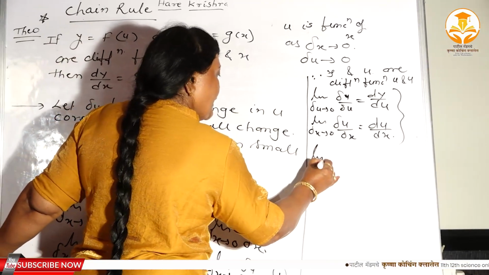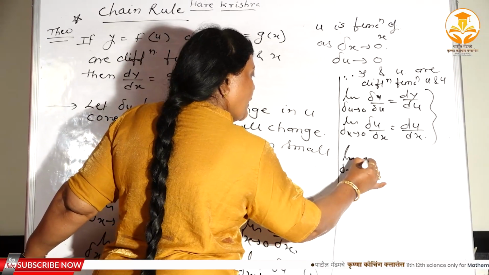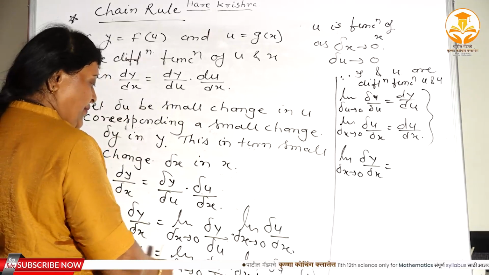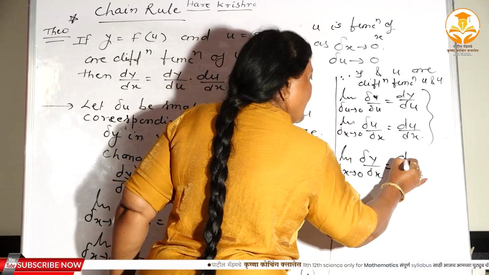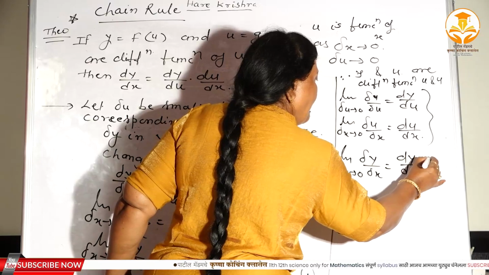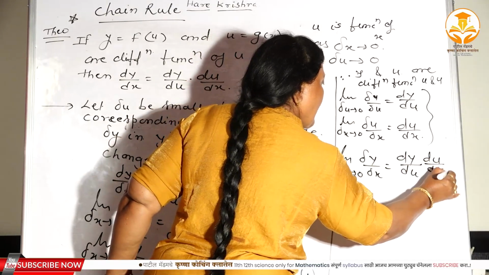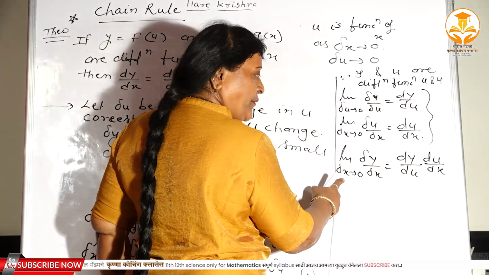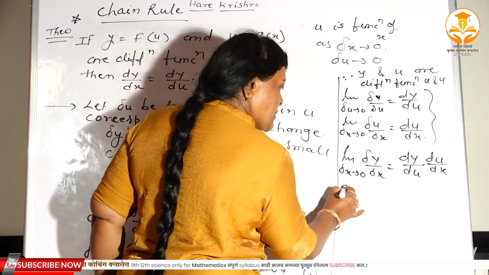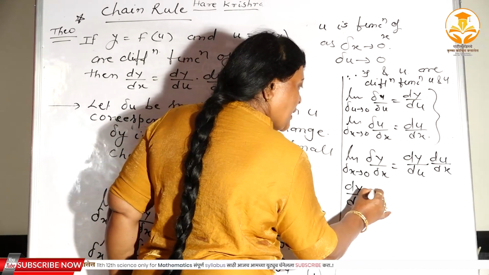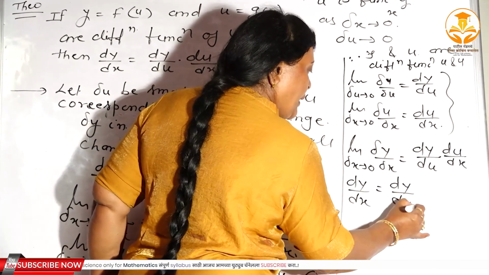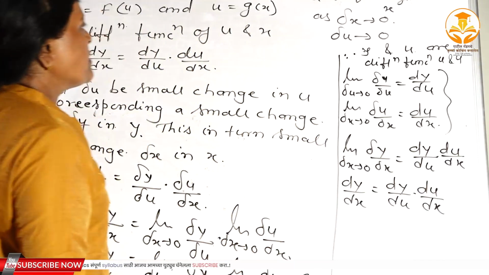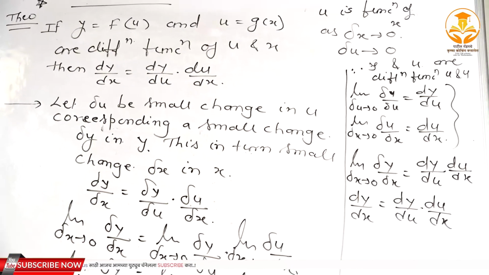Here limit del x tends to 0, del y divided by del x, by this definition you can directly write dy by du into du divided by dx, isn't it? By the definition of a derivative. And here also, by the definition of a derivative, you can write dy by dx is equal to dy by du into du divided by dx. This is the theorem, a very, very important theorem, and that is the chain rule.